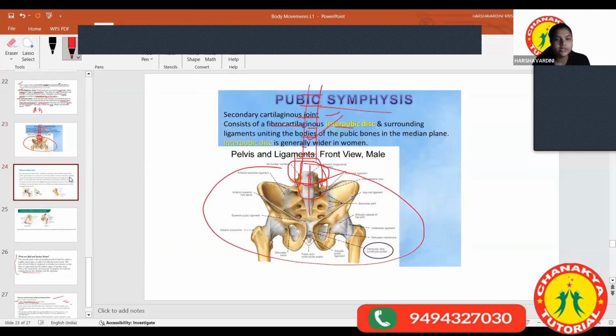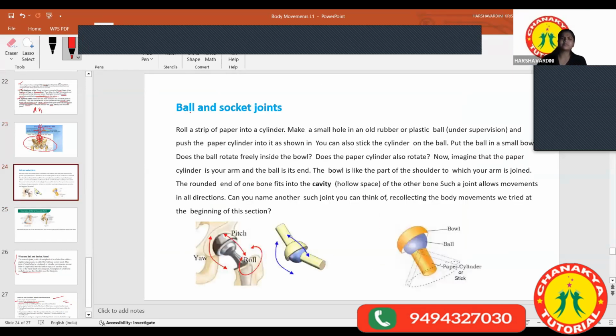This is some activity given in your book. Roll a strip of paper into a cylinder and make a hole in it.